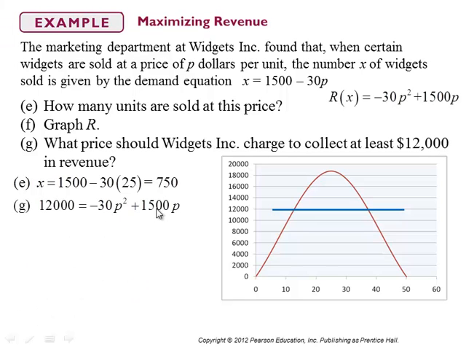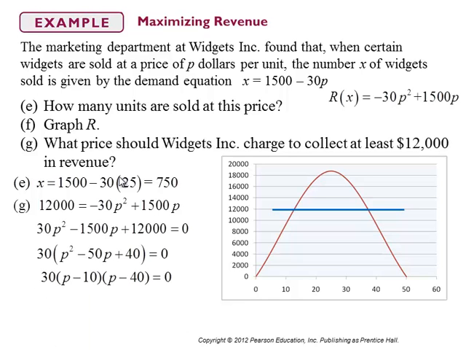So set the revenue function equal to 12,000, and then use your algebra skills to solve for P just like we're doing here. We're going to factor out 30 after we simplify and factor the resulting quadratic function, and you get P equals 10 or P equals 40. So this tells us that when P is between $10 and $40 per unit, then the revenue will be at least $12,000.